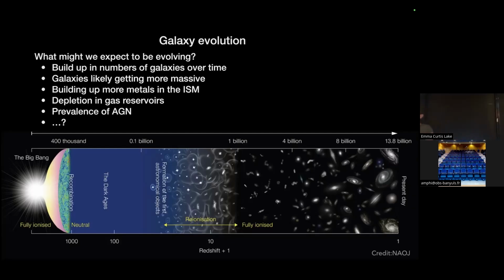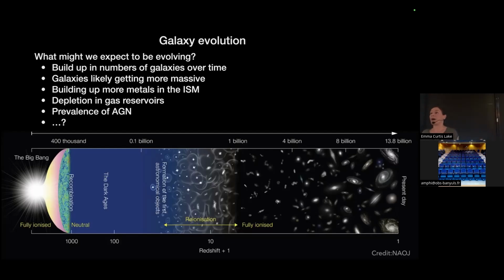What might we expect to be evolving in the galaxy population? We can even go very simple, right? We hope that there's a buildup in the number of galaxies over time. We start from 0, we have tons today, so we've got to see the buildup. How do they build up? That's probably where the interesting physics is, right?